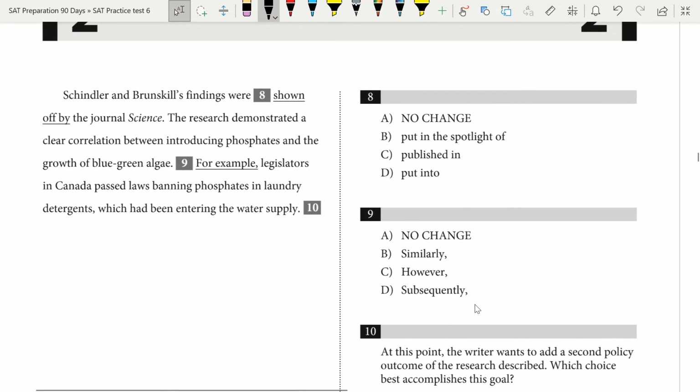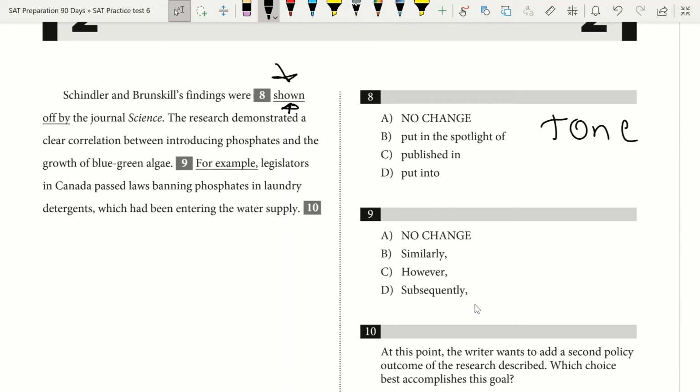Schindler and Brunskill's findings were shown off by the journal Science? No. Okay, so this question right here, anytime we see a word underlined in the middle of a sentence, or 3 words underlined in the middle of our sentence like this, and we look at our options, and they're all different kinds of word choices, that tells me it's a tone question, okay?